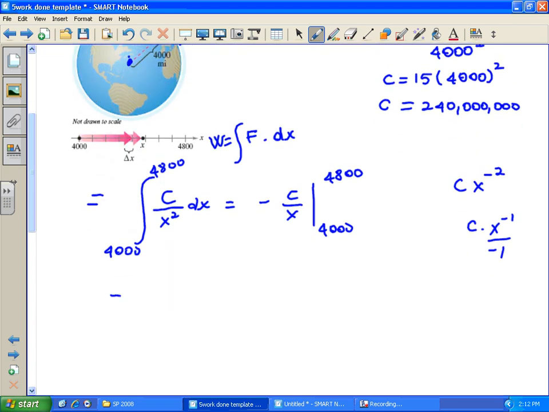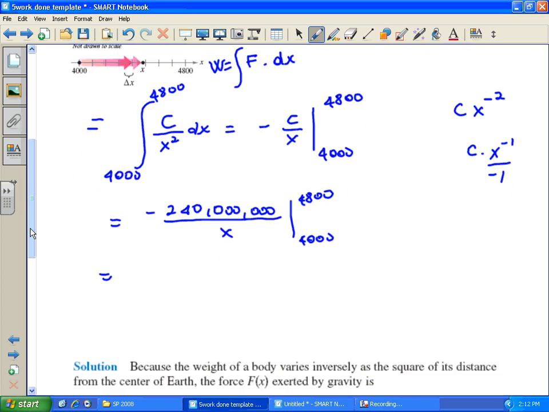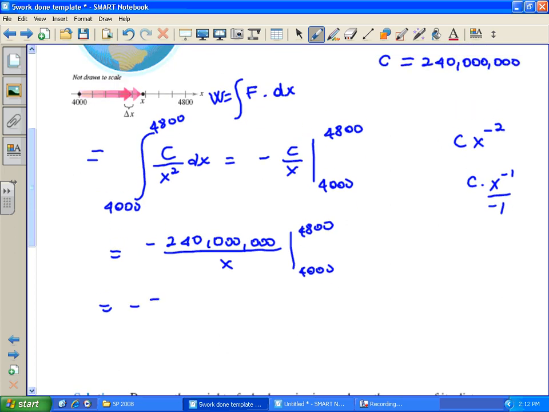Okay. And we know what C is, right? C was 240 million. And x is going to be 4,000 to 4,800. Go ahead and plug in 4,800 first. What is 240 million divided by 4,800? And because of the negative we have, it should be negative 50,000, minus another negative. This time plug in 4,000 for x. And let's see what we're getting there. Plug in 4,000 for x. What is 240 million divided by 4,000?